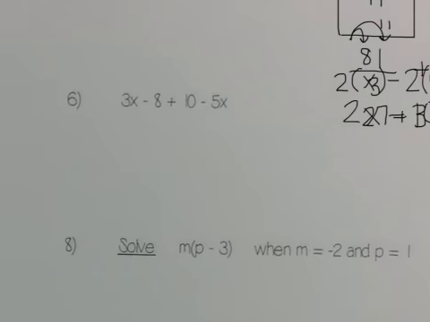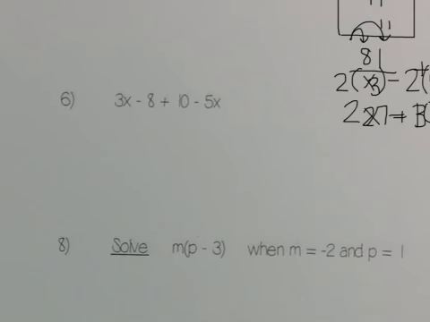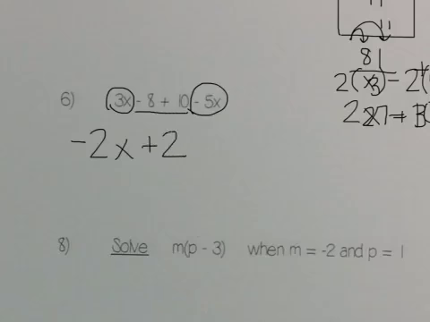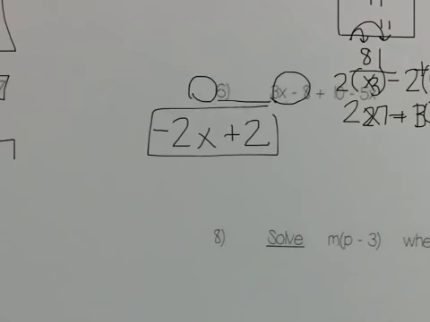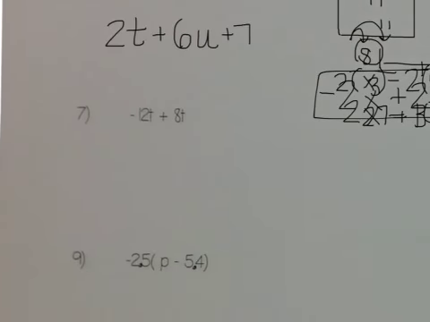I'm going to move over to number 6. We're combining like terms. We have 3x that we can combine with our minus 5x. 3x minus 5x would be a negative 2x, and then negative 8 plus 10 would be a positive 2. Number 7, we have negative 12t plus 8t, which would give us a negative 4t.